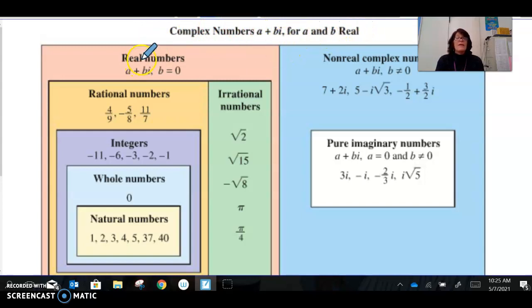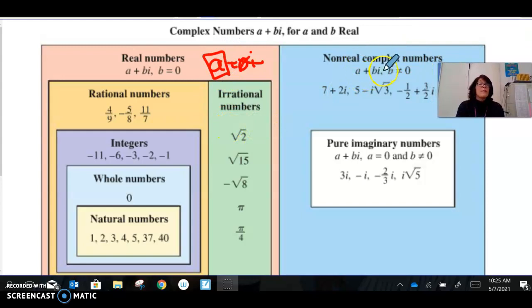Okay? Half of them are real numbers. We cut this Venn diagram in half. Here are all the types of real numbers. Notice how we call a real number a + bi, where b is 0. A + 0i means that term goes away and I just have this real number part. Non-real complex numbers are a + bi when b is not 0.